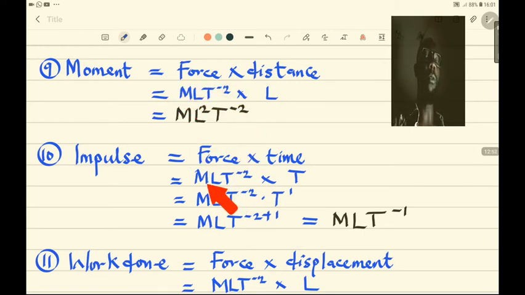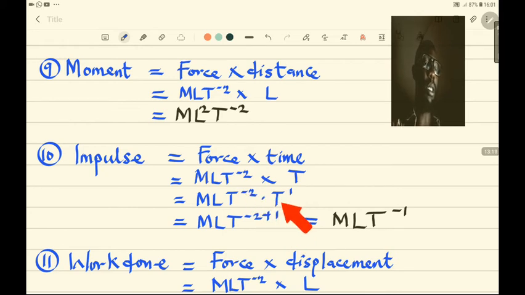So force is MLT^-2 multiplied by time, which is T. So now ML, so T to the power of minus 2 times T to the power of minus 1. Now you bring down the ML. T is here, T is here, so you pick one of the T, raised to the power of minus 2 plus 1.